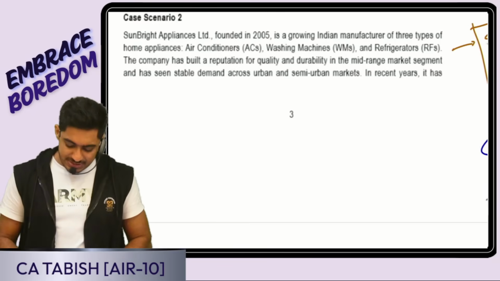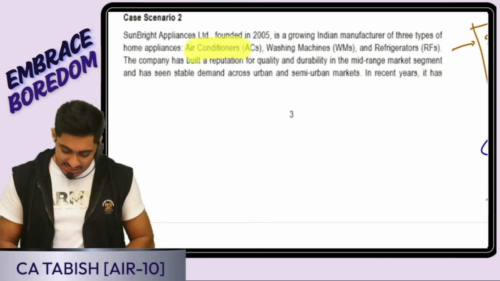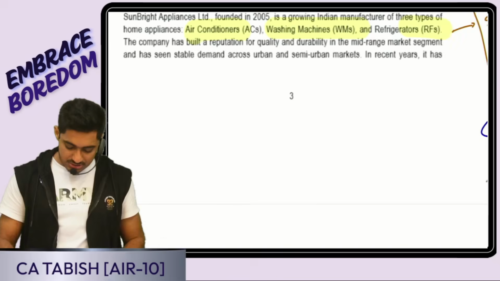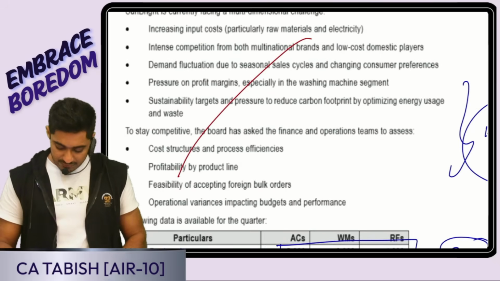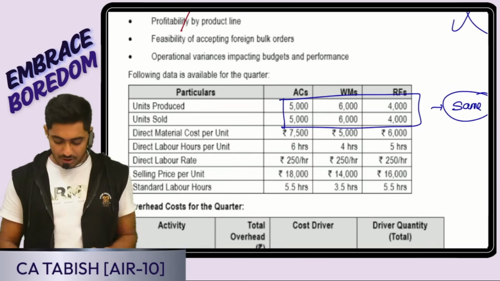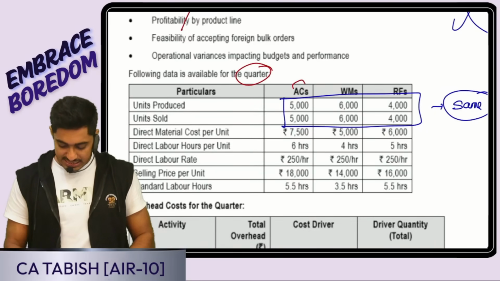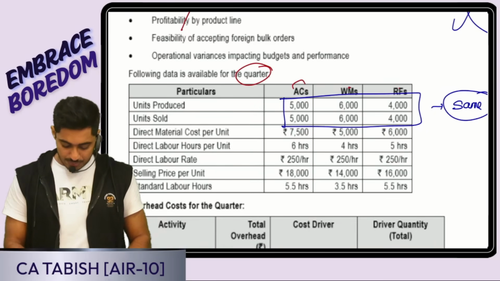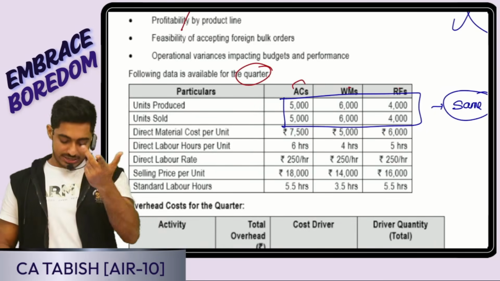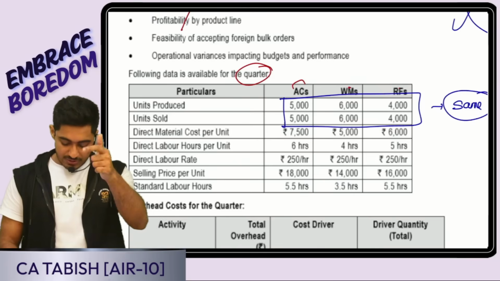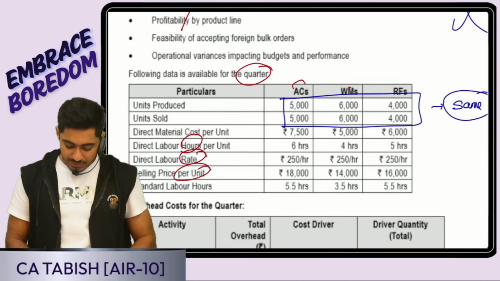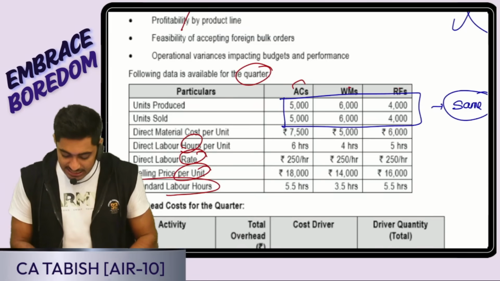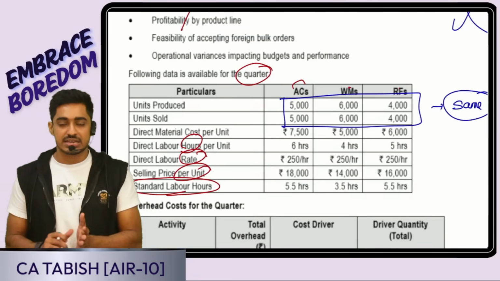Okay, a company is there, producing multiple products: AC, washing machine, refrigerator, all those things they have given. Okay, fine boss. Some full story they have given. They have given the data for a quarter. How many units we produce, how many units we sold? Both are the same only, need not worry. Material cost per unit they have given, labor hours per unit they have given, labor rate they have given, selling price per unit they have given, and standard labor hours. Ideally, how many labor hours are required, that is also given.